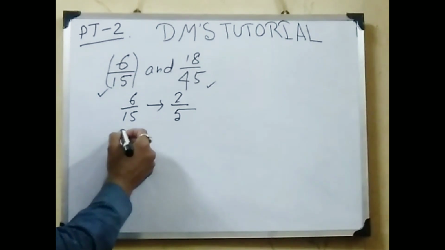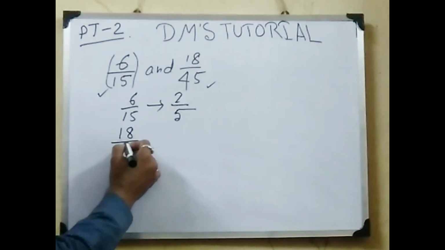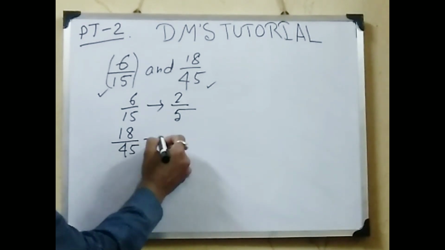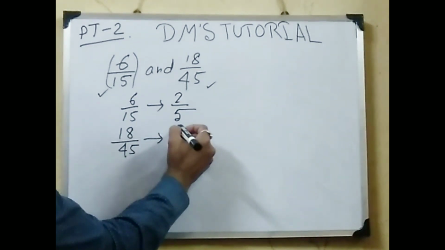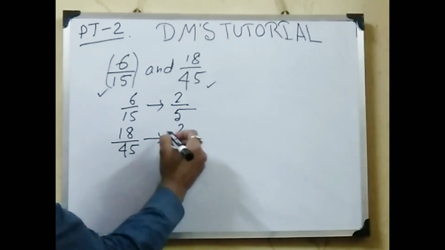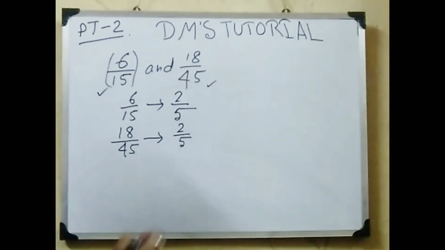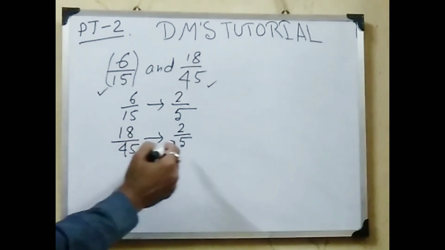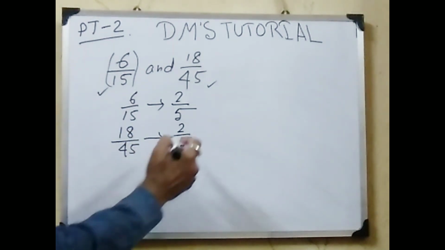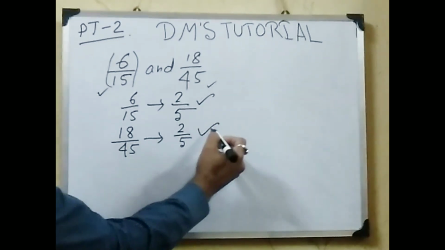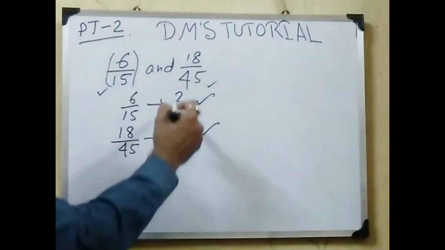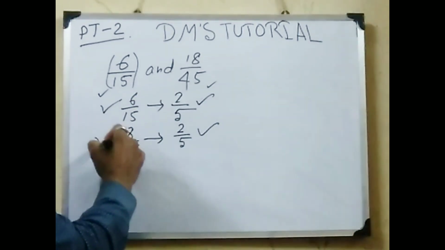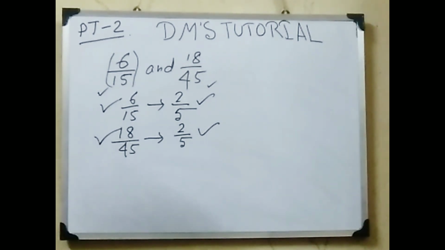Now 18 by 45. If I divide both numerator and denominator by 9, I get 2 by 5. 2 into 9 equals 18 and 5 into 9 equals 45. So both fractions become 2 by 5 in their standard form. So these both are equivalent to each other.